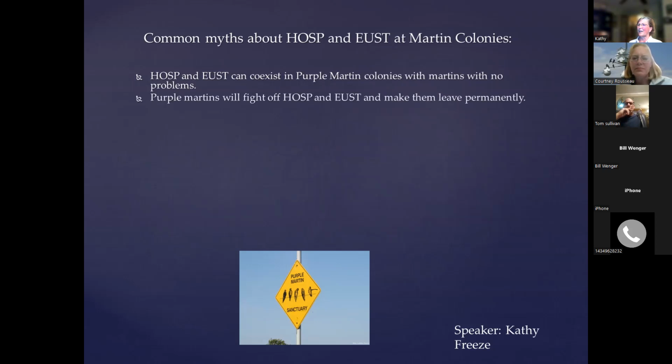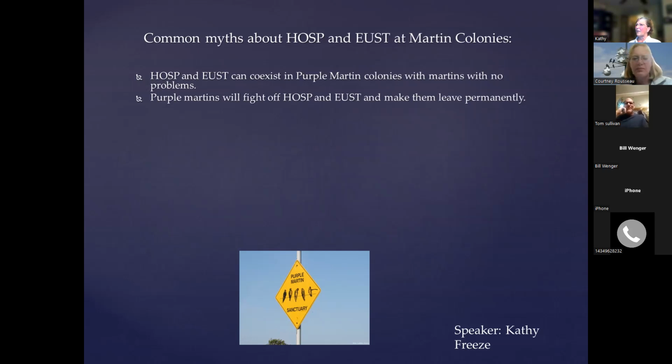Here's a great one. Purple martins will fight off house sparrows and starlings and make them leave permanently. No, never. As I said, house sparrows bond with the site, so they may leave temporarily. They may go catch their breath somewhere in a shrub, but they will be back. And what they're notorious for is waiting for the purple martin parents to leave the site. And then they invade the nest, they kill the eggs or the nestlings that are in there. And the same thing with the European starling.